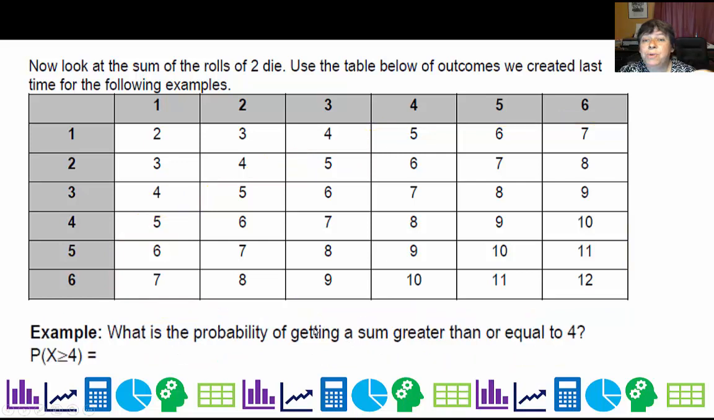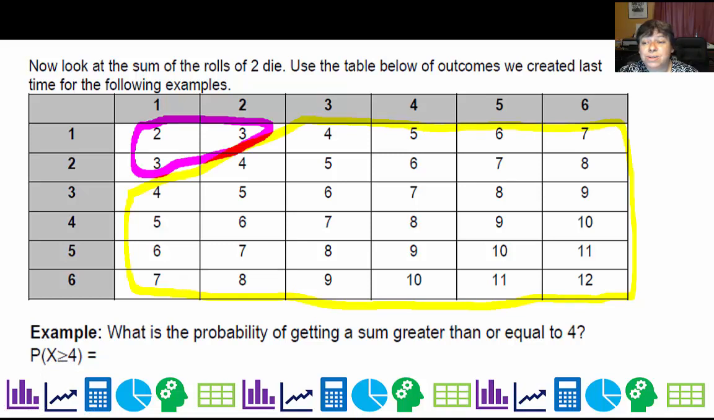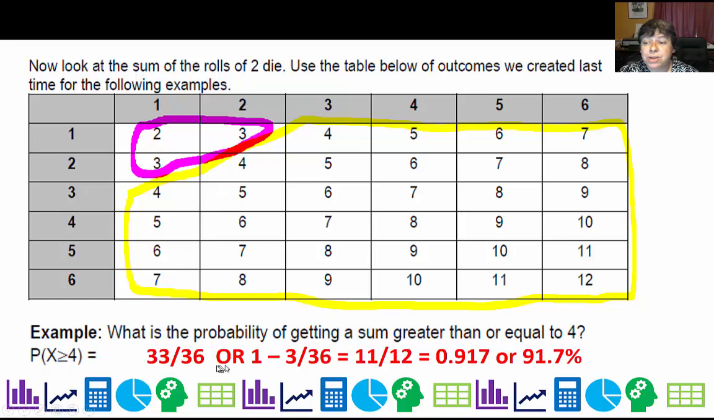How about getting a sum greater than or equal to 4? Notice I have the greater than or equal. Now I include the 4s. And probably it's easier just to count the ones that aren't included. So there are 3 that are not, 33 that are. So I could say it's 33 out of 36, or 1 minus 3 out of 36, which is 11/12, or 0.917, or 91.7%.